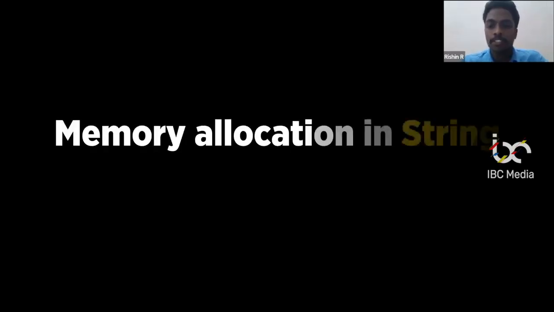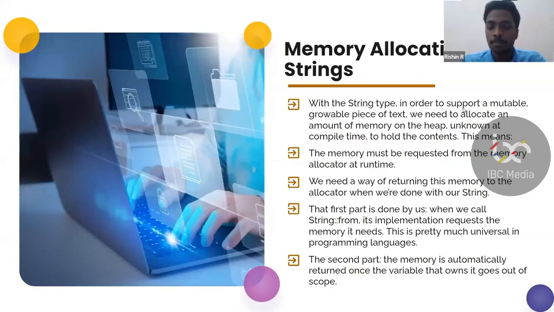So, memory allocation with strings, we have discussed. In order to support a mutable global piece of text, we need to allocate an amount of memory on the heap, unknown at compile time, to hold the contents. I think this is clear, because we need to store the string in the heap as it might grow in the future. Now the memory must be requested from the memory allocator at runtime, and we need a way to return this memory when we are done with the string. That first part is done by String::from. When we call String::from, this is how it actually works. So when you use String::from, you are actually asking for the memory, and then you will return it once you pass it to some kind of function.